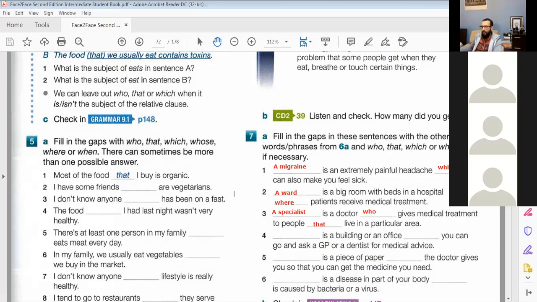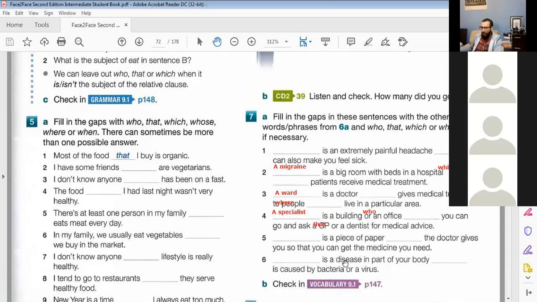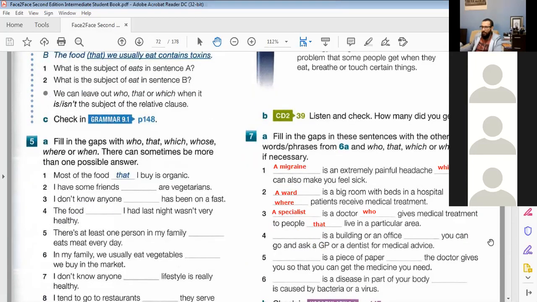Can you guess? Is it a building or an office? I think A&E department. But let's check. Let's finish it. It says, is a building or an office you can go to and ask a GP or a dentist for medical advice. GP department maybe.